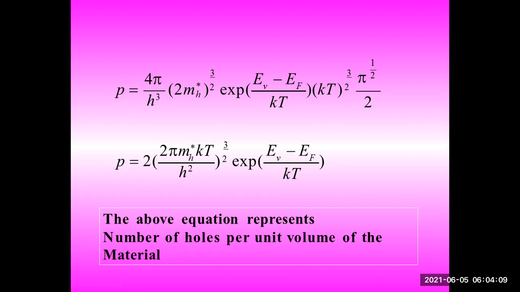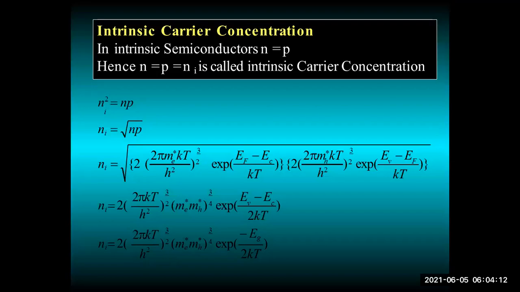Now what we have to do is find how we get the carrier concentration. In an intrinsic semiconductor, you'll find that the number of electrons and holes are the same. Hence n is equal to p is equal to ni. So ni square is equal to np, and ni is equal to root of np. n is the density of electrons in the conduction band, and p, which we just got, is the density of holes in the valence band.